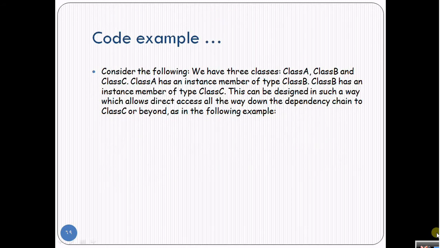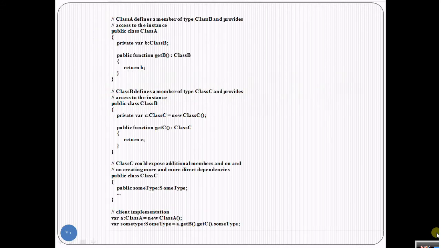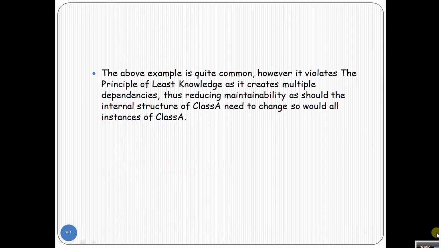Code example. Consider the following. We have three classes. Class A has an instance member of type class B. Class B has an instance member of type class C. The above example is quite common, however, it violates the principle of least knowledge as it creates multiple dependencies, thus reducing maintainability: should the internal structure of class A need to change, so would all instances of A.